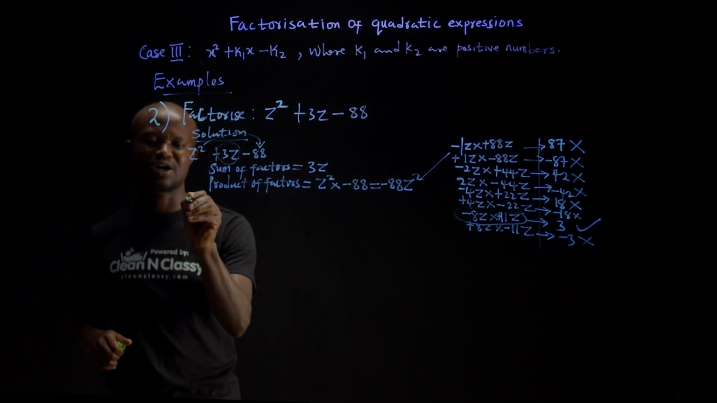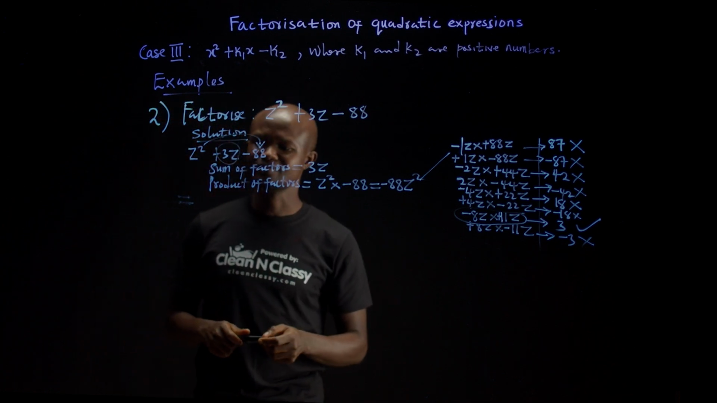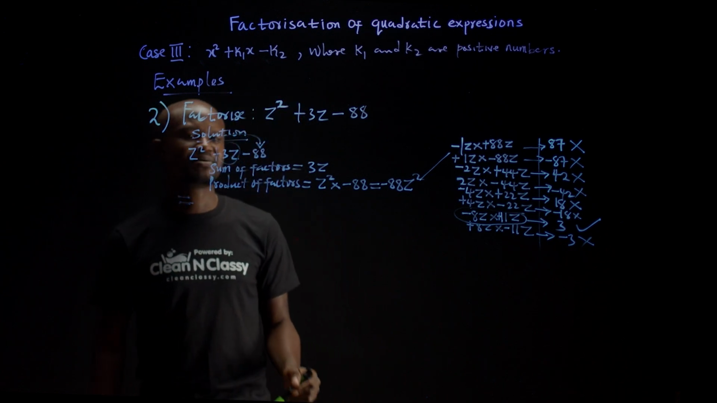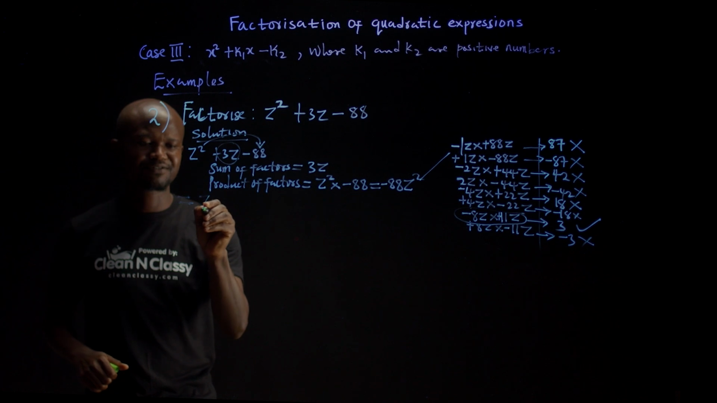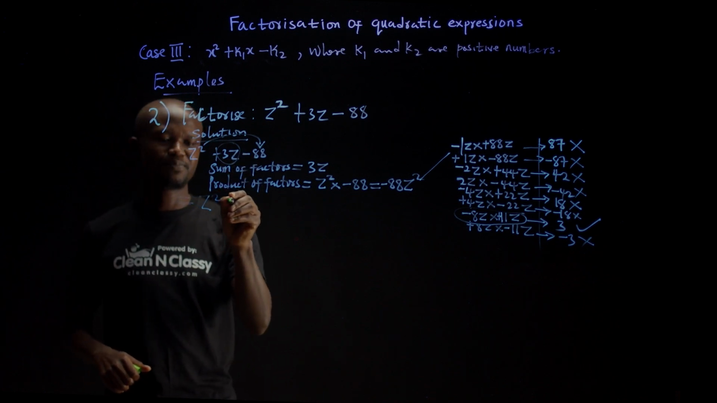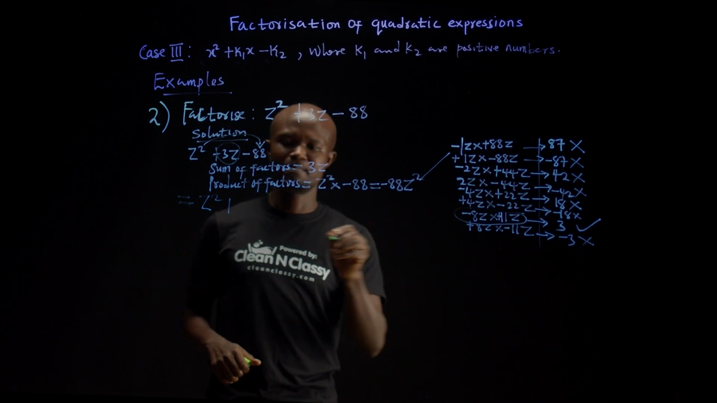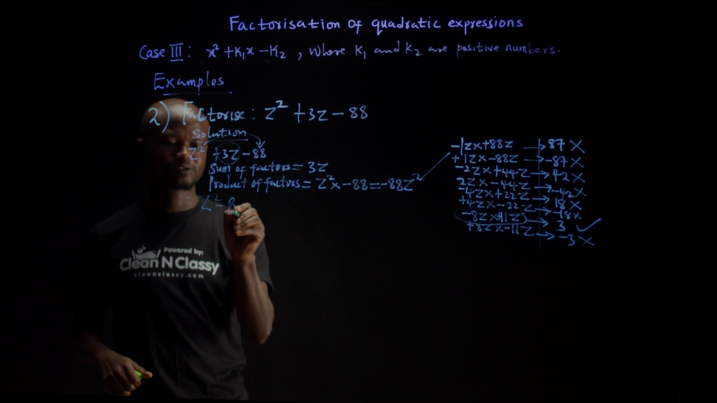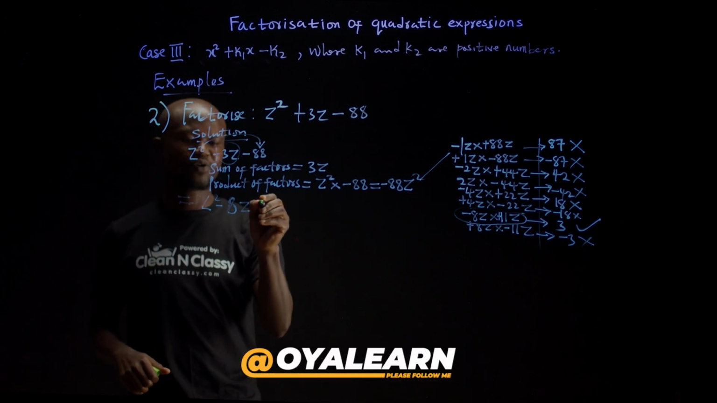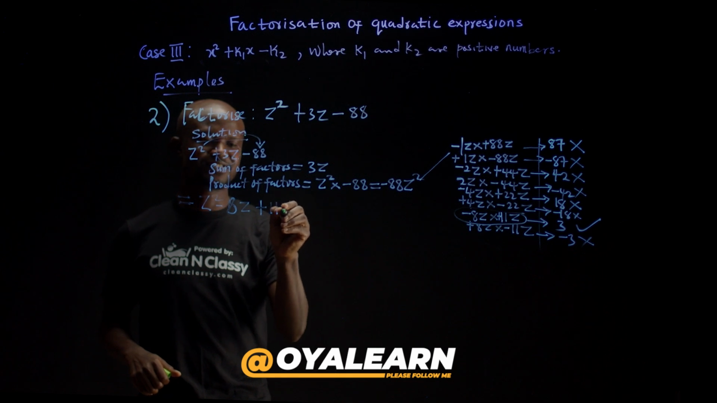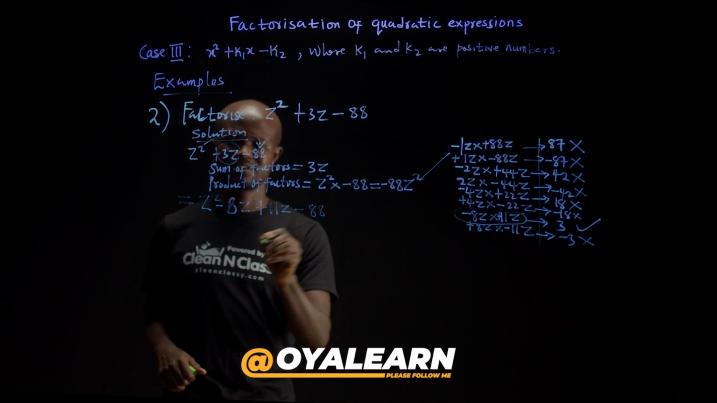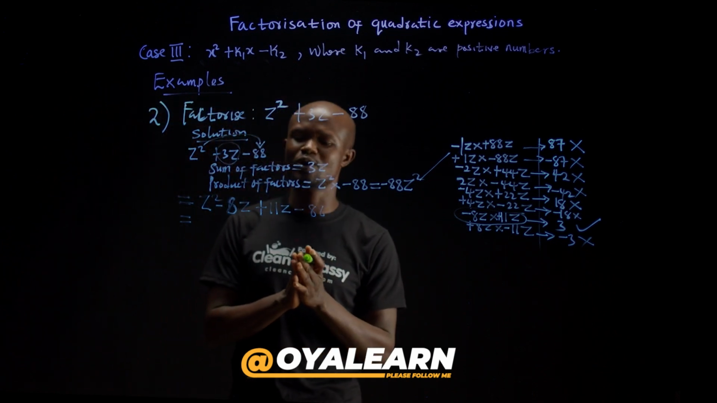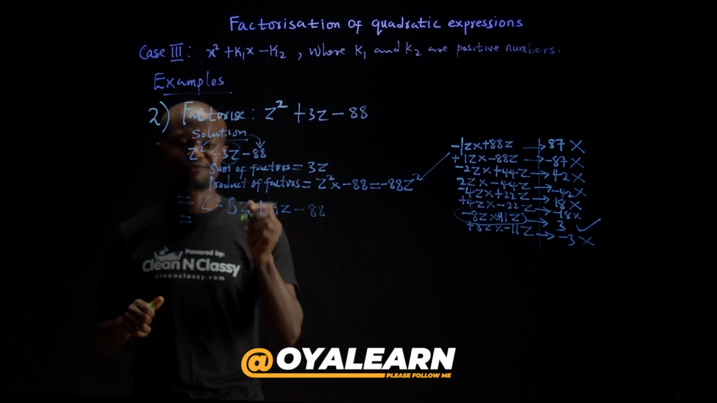So we come back to our main question. The main question now, we have z squared plus 3z minus 88. Now, we have z squared. For the middle term, we now write it as minus 8z, then we have plus 11z minus 88. The next thing to do is what we call pairing. Pairing, the first two and the last two.